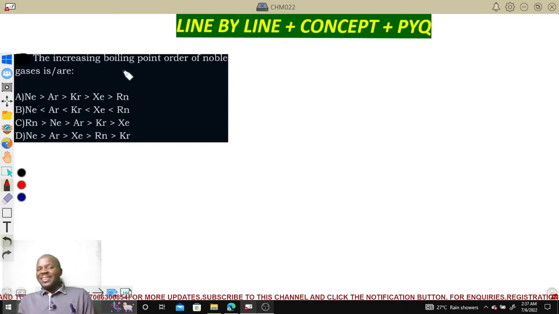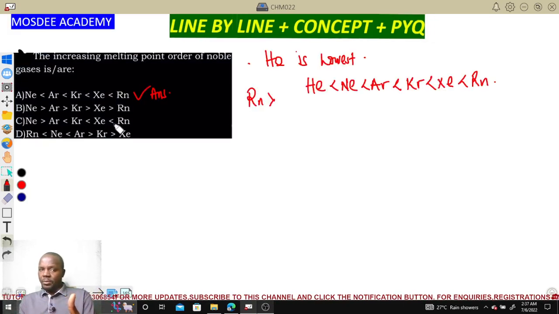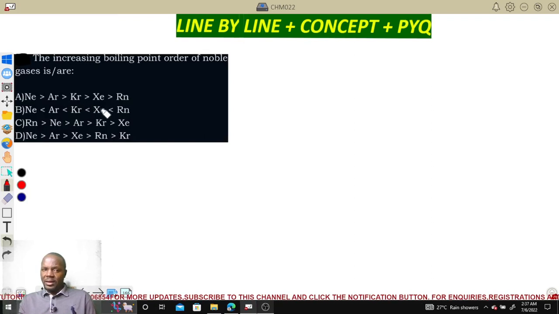Thank you. The increasing order of boiling point is, you can see both have low melting and boiling points because of weak dispersion forces. We did something like increasing order of melting point, which will also be the same thing as that of boiling point. I hope you understand. And this is the answer.